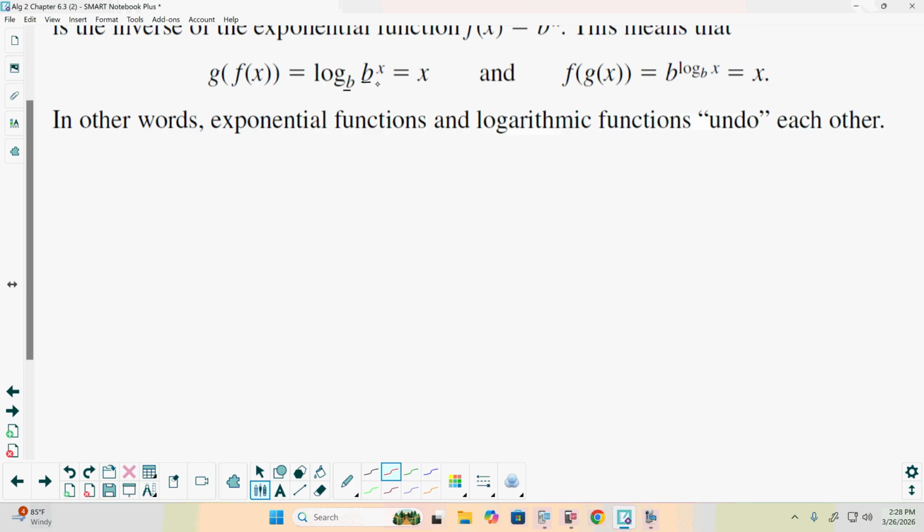The same thing is true the other way around. If we put a log to the base, the same base as the base of the log, they're going to cancel out and leave us with what's inside the logarithm. That's interesting.